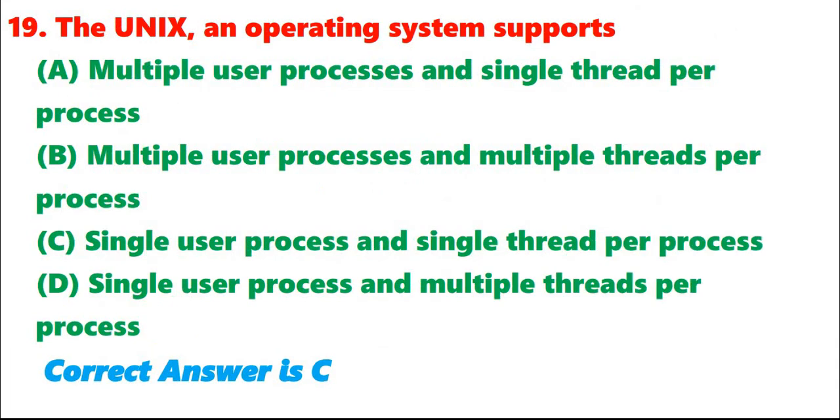19. The Unix operating system supports: A. Multiple user processes and single thread per process. B. Multiple user processes and multiple threads per process. C. Single user process and single thread per process. D. Single user process and multiple threads per process. Correct answer is C.